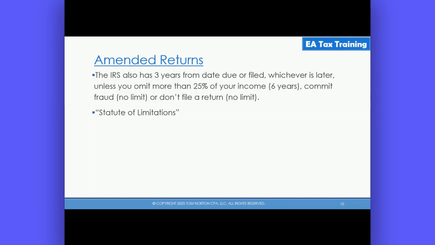And if you never file a return, then there's no limit either, because the statute of limitations doesn't start until you file the return. So if you never filed the return, then there is no statute. So they can go back and look at that year forever. There is no time limit on that. So that is called the statute of limitations. Remember, the 3-year rule is the main rule. 3 years from the date due or filed, whichever is later. But if you omit 25% of your income, it goes to 6 years. If you commit fraud or you don't file a return, then there is no time limit.